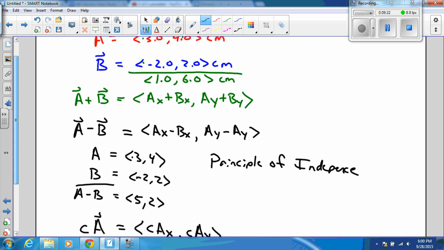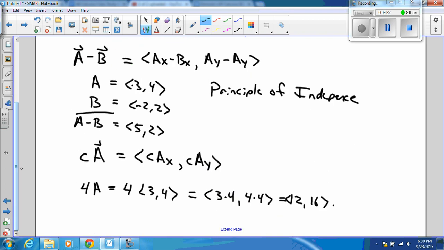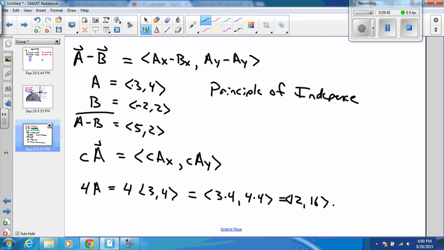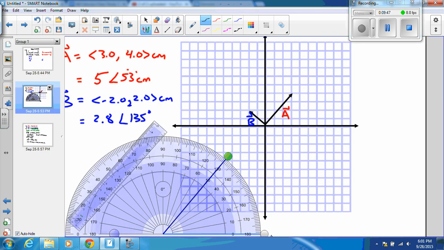This is the primary way that we're going to be adding and subtracting vectors all year long. We're going to be doing it in rectangular form. Add vectors in rectangular form, very, very easy. Add the x's, add the y's. Subtract vectors in rectangular form, subtract the x's, subtract the y's. To do a scalar multiple of a vector, multiply each component by that scalar. It's very, very straightforward. Tomorrow, of course, we'll practice this in class.